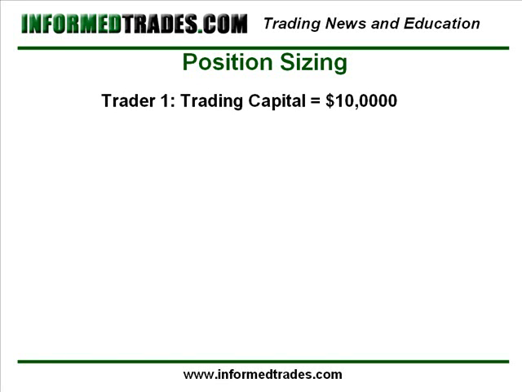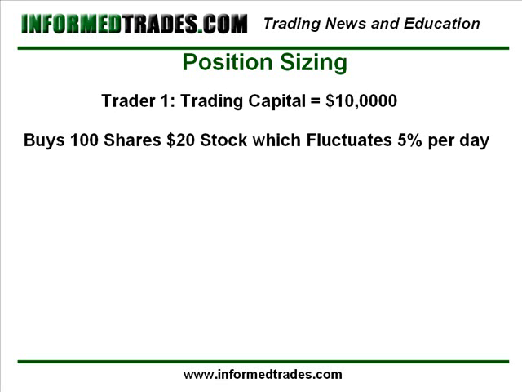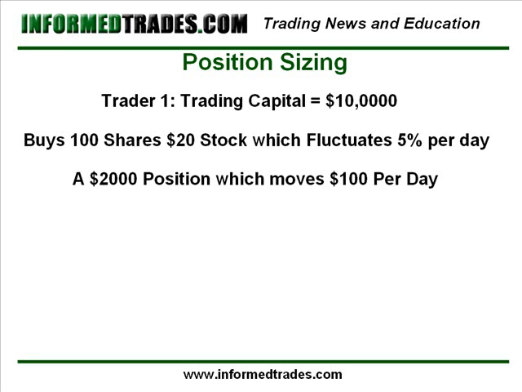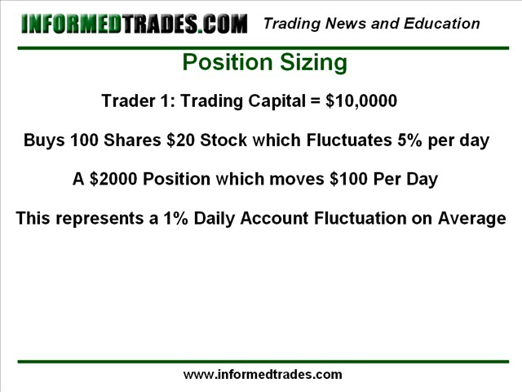Let's say there's a trader who has trading capital of $10,000. And this trader buys 100 shares of a $20 stock, which fluctuates on average 5% per day. Okay, so this is a $2,000 position, 100 times 20, which moves $100 per day, the 5% of that 2,000 on average. Okay, this represents a 1% daily account fluctuation on average as a result of this purchase here.